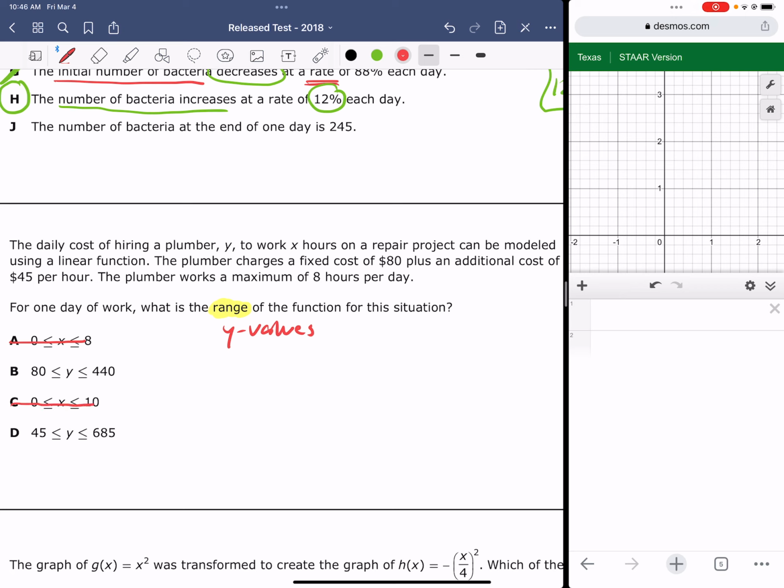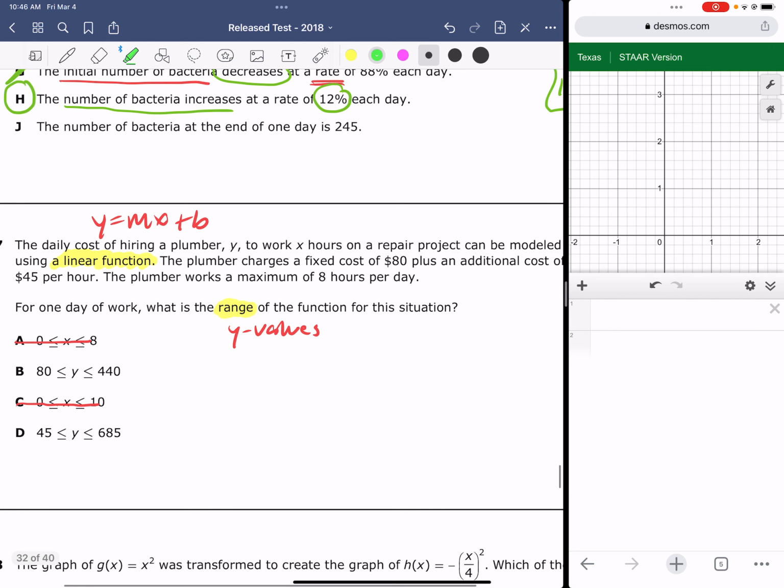From there, we know that we're working with a linear function, and linear functions have the form y equals mx plus b, where m is the slope and b is the y-intercept. We read here that a plumber charges a fixed cost of $80. We can think of that as the initial cost or the flat fee of hiring this plumber. That means that we are talking about the y-intercept of the graph because that is where the graph begins.